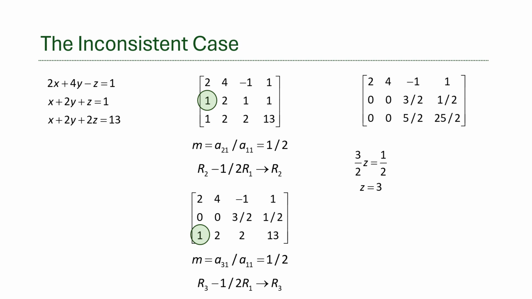But now do it again with the third row. That gives me 5/2 z equals 25/2. We get a completely different value for z. Obviously, z can't have 2 distinct values here, so that's a big red flag. This is an inconsistent situation where there are no solutions.